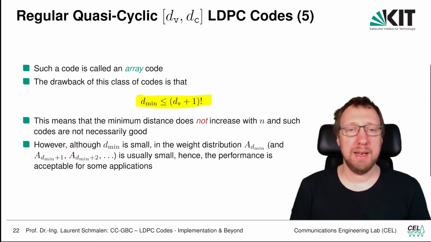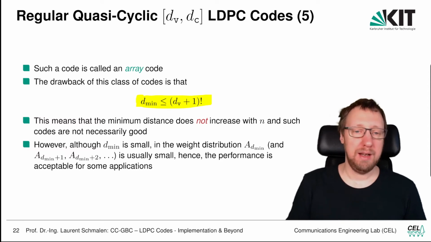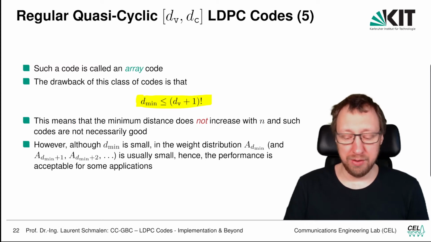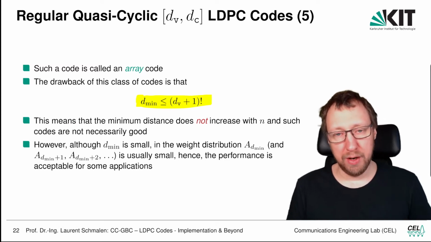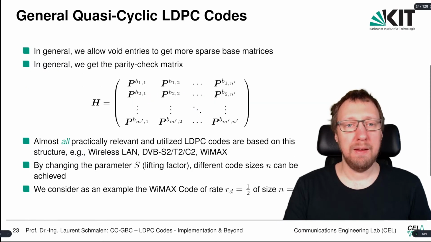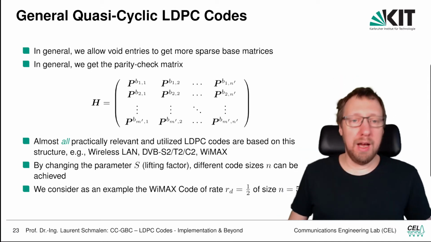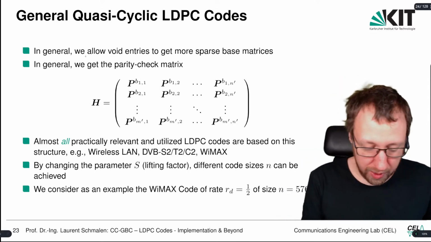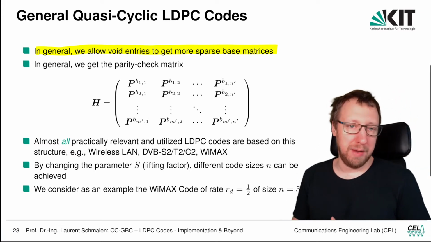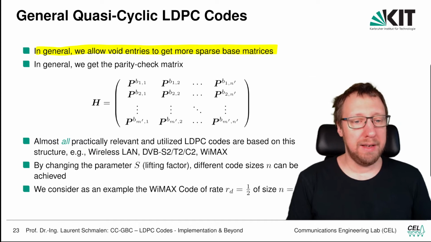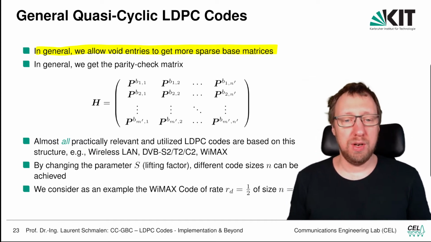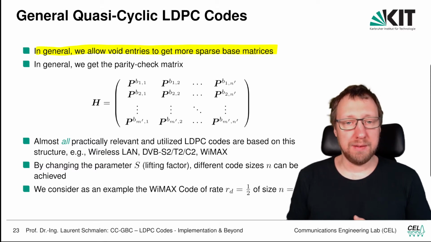How can we make the minimum distance larger? Well, by introducing void entries. So far we haven't used any void entries. By introducing void entries, we can improve the minimum distance properties. So that's why in general, we allow void entries to get more sparse base matrices. And essentially all practically relevant codes that we use today are based on these constructions.